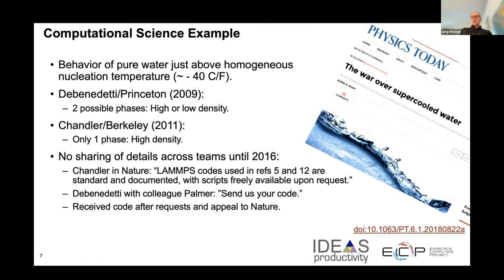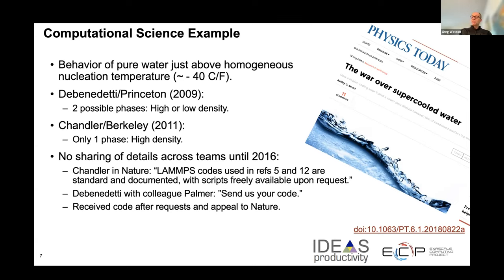Then another paper came out that was published in Nature, I believe, by Chandler in 2011, which found only one phase, a high density phase. I think the Debenedetti people obviously were pretty puzzled about why a completely different result was obtained. Basically they looked at the paper that was published in Nature, which stated that the LAMMPS code, which was used to produce the results, was just the standard version of the code, and that the scripts that they used were freely available upon request.